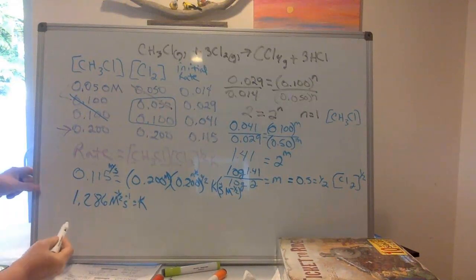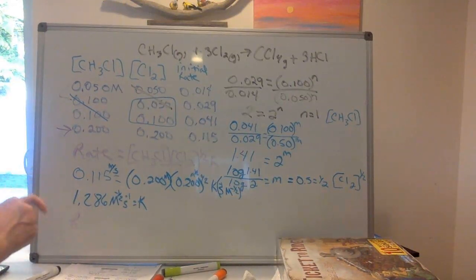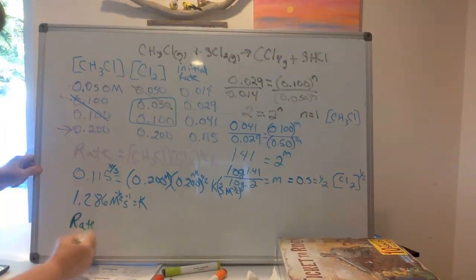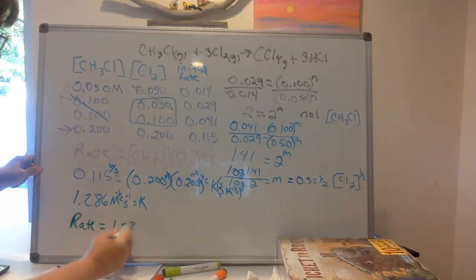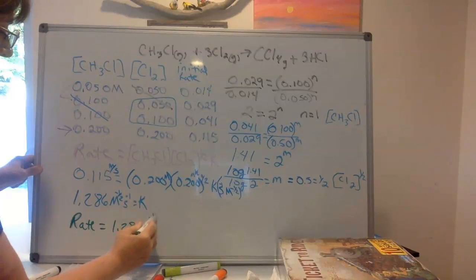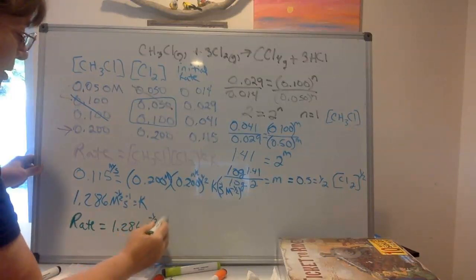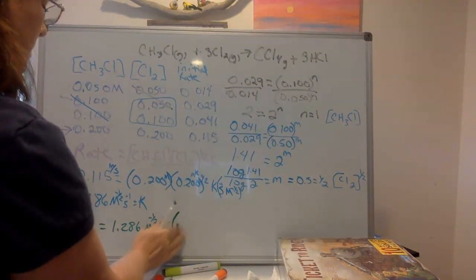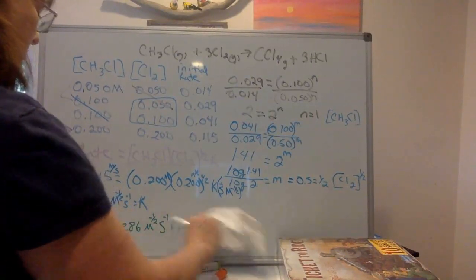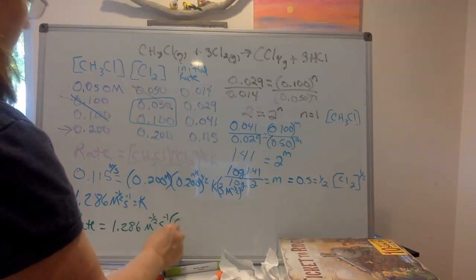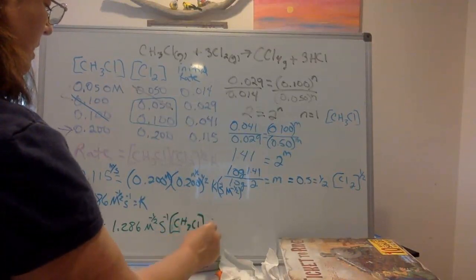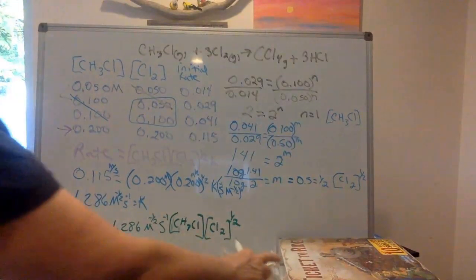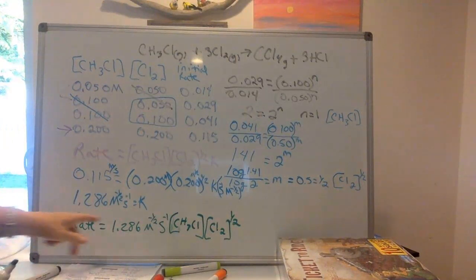So the overall rate law would be the rate. The rate of this reaction equals 1.286 per molarity 1/2 per second times the concentration of CHCl3 times the concentration of Cl2 to the 1/2. We're doing the overall rate law, so I'm not going to plug anything in. So that's the overall rate law for this reaction.